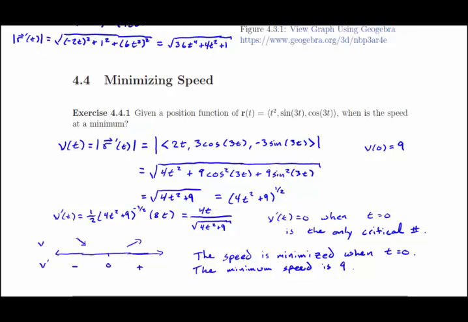That tells me that my original speed function is going down when we are to the left of 0 and going up when we're to the right of 0, due to its derivative being negative to the left of 0 and positive to the right of 0. I can then plug 0 into my speed function, not my velocity function. So v of 0 equals 9. Plugging that in here. So the speed is minimized when t equals 0. The minimum speed is 9.